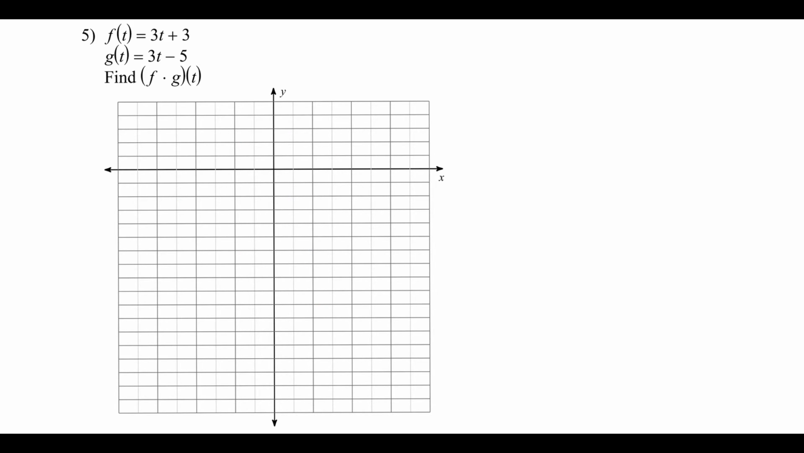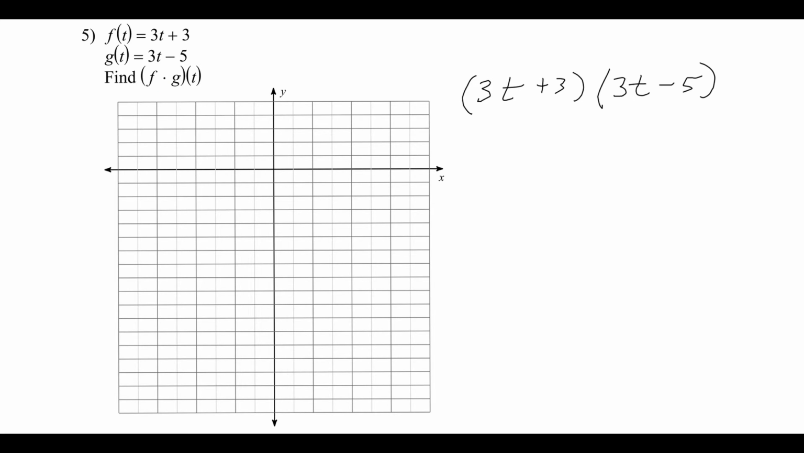So let's start again by multiplying f times g. To do that, we're going to write 3t plus 3 times 3t minus 5. See how this time I did not put any kind of sign in between them. It's not plus or minus. It's just this thing times the other thing, because that symbol right over there means times.